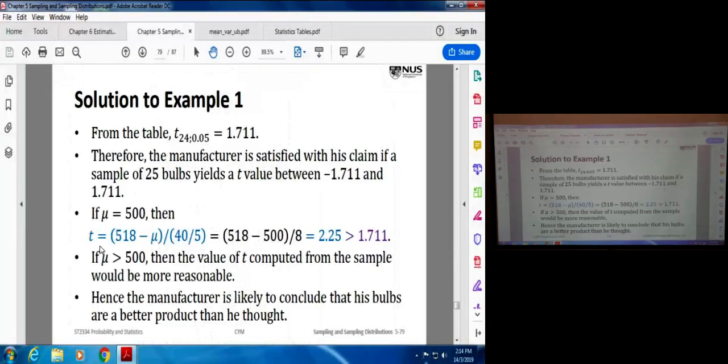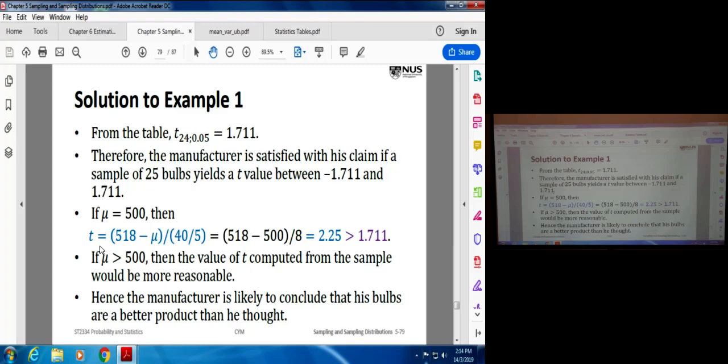And that's what it is, 1.71. So this value is 1.71. Now remember that this function is a symmetric function, so if the probability to the left of 1.71 is 0.05, then the probability to the left of minus 1.71 is also 0.05.